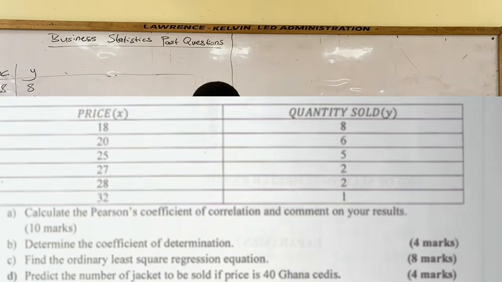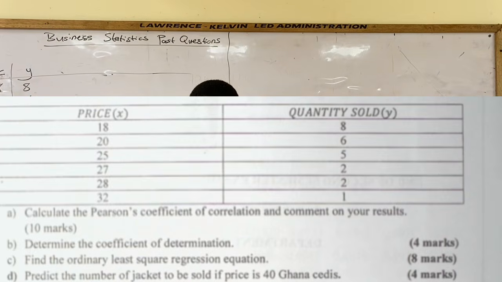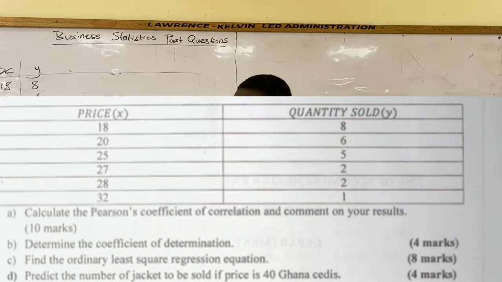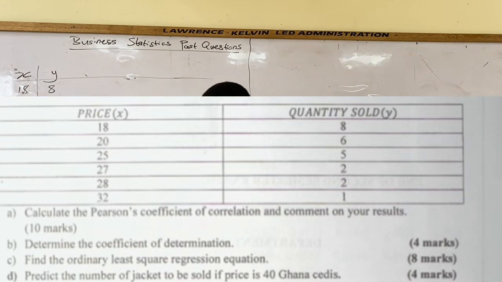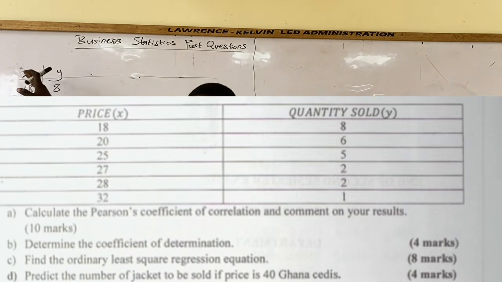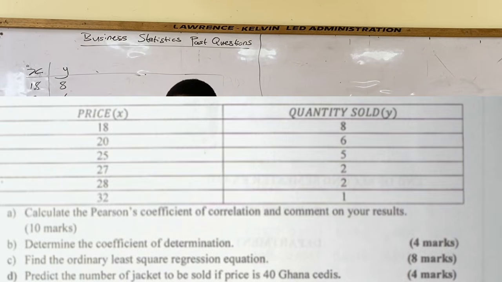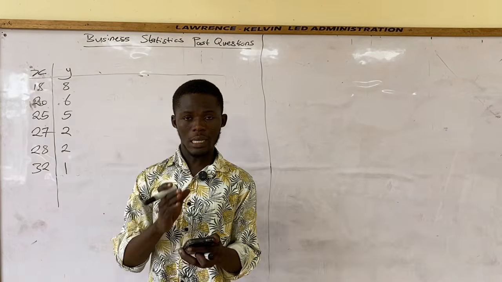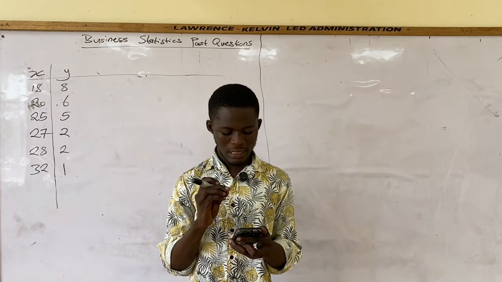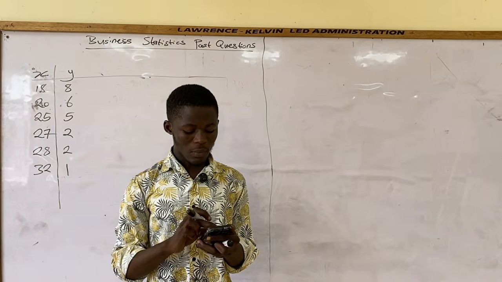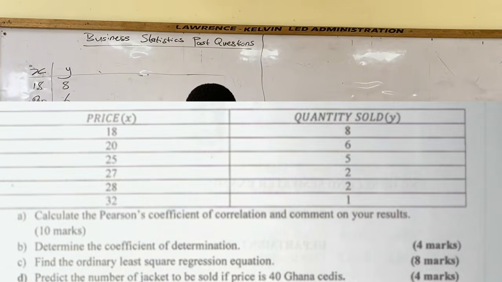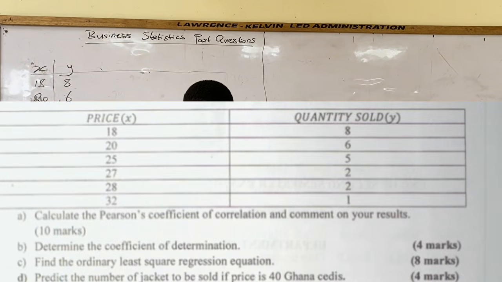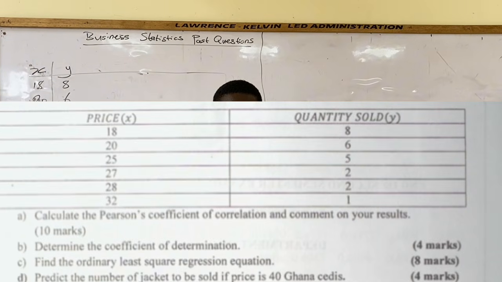We have a table here which says price X and quantity sold Y. I have drawn it here nicely for you to see. I represented the price by X as they indicated here, and Y as the quantity sold as they've also indicated it here. Question 1A says: calculate the Pearson's coefficient of correlation and comment on your result, which is 10 marks.